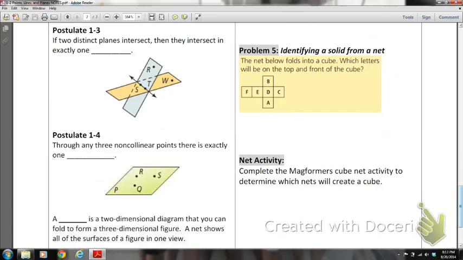So that is going to mean that we're going to fold B down to form the top of the box. C and E would fold in to form the sides of the box. A would fold under to form the bottom of the box. So the front of the box would be D.